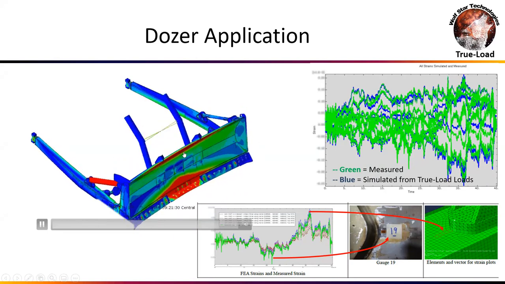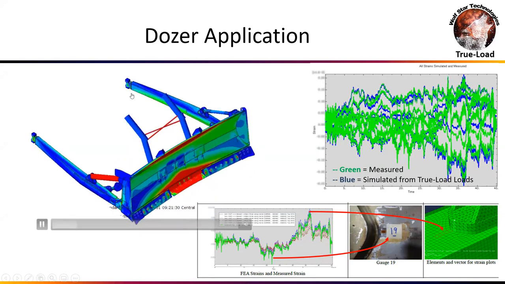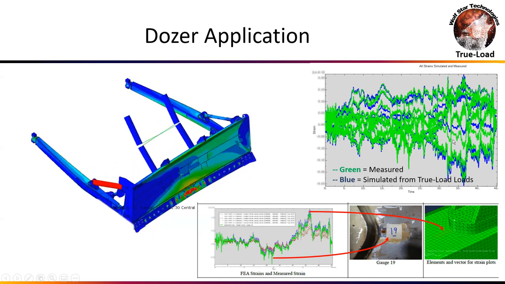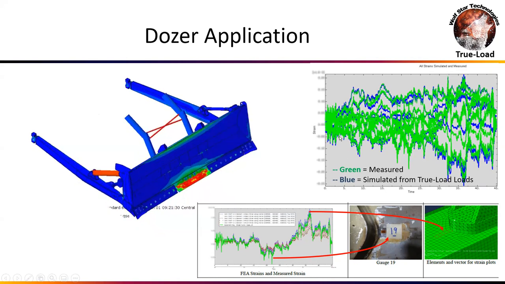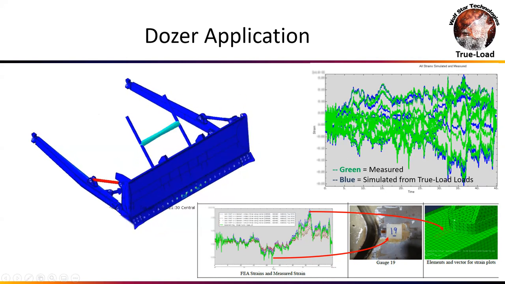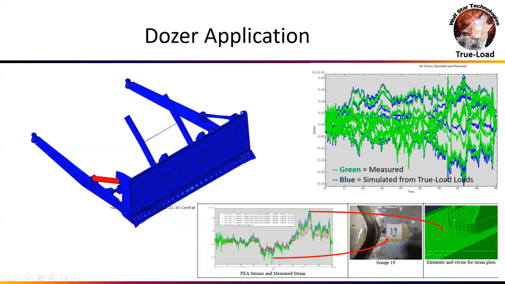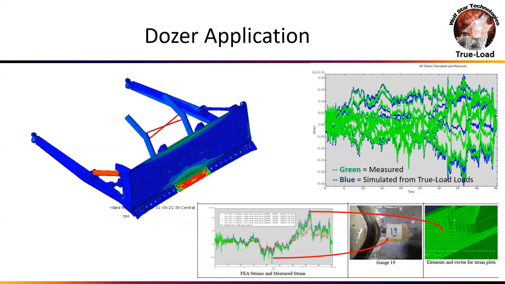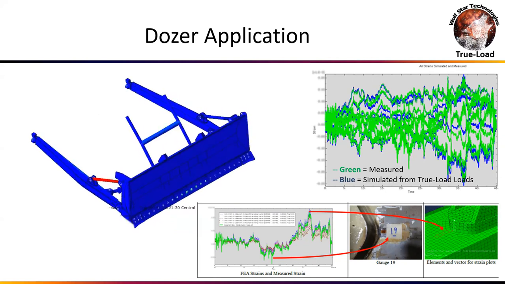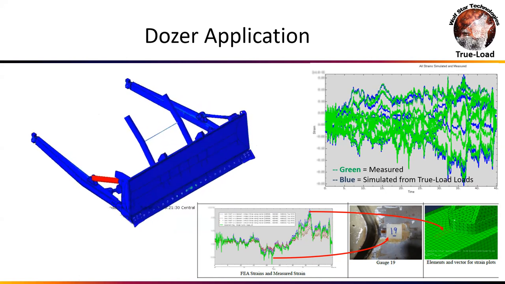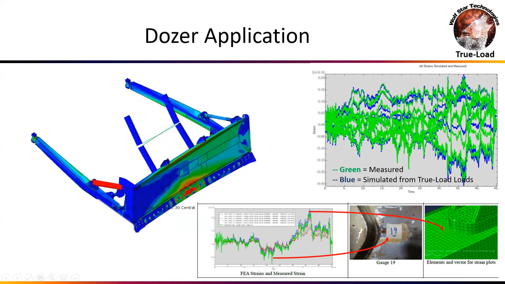So we had 5 unit loads. We laid 12 strain gauges on the structure, basically on the arms and on the back of the blade. You can see on the top right here, the green curves are the measured loads from our testing. Once we had those strain gauges, we multiply them by the correlation matrix to get the loads. And once we had the loads, we can go back in the FEA model and pull out the simulated strains and plot those in blue.